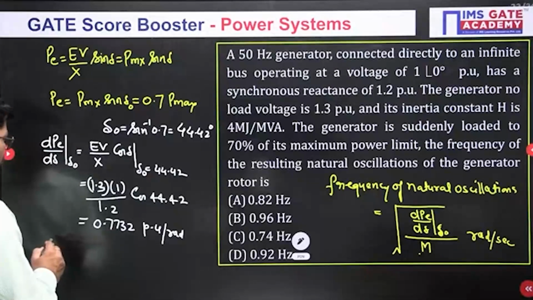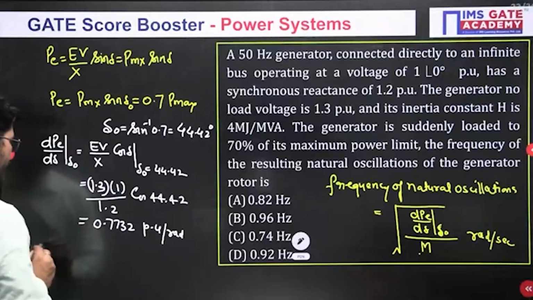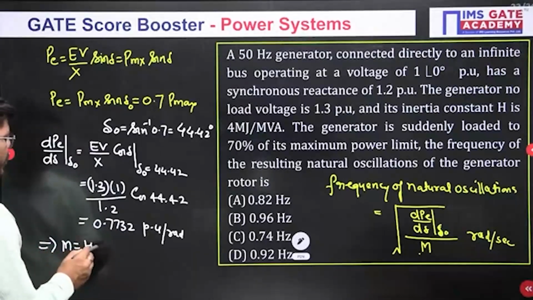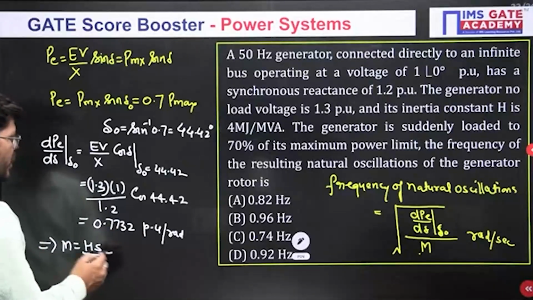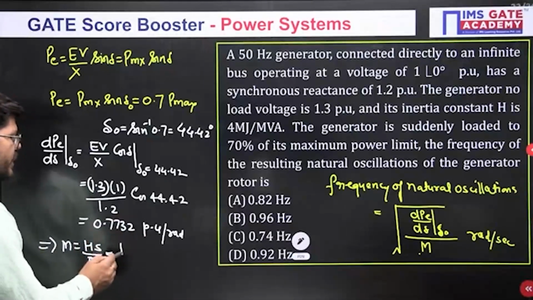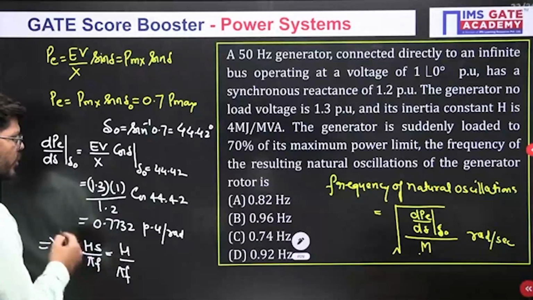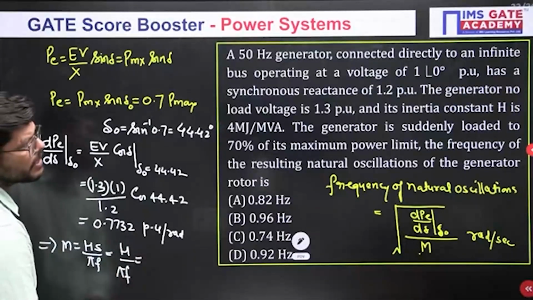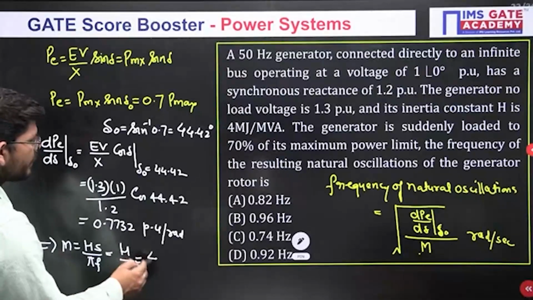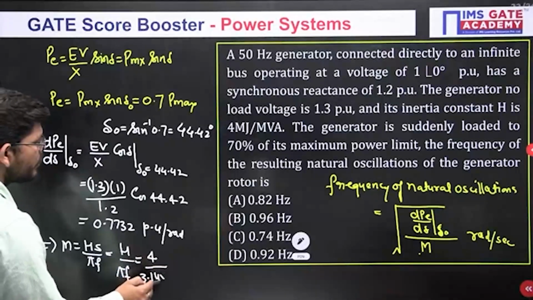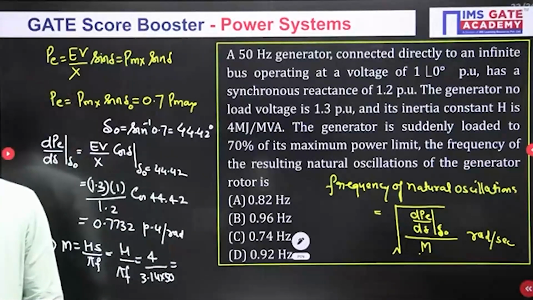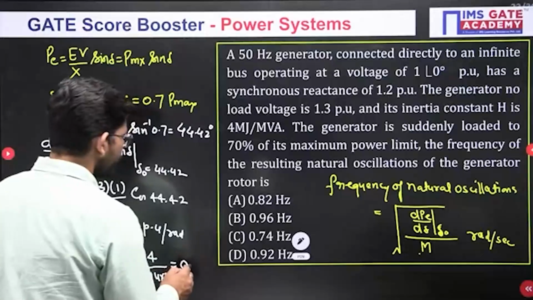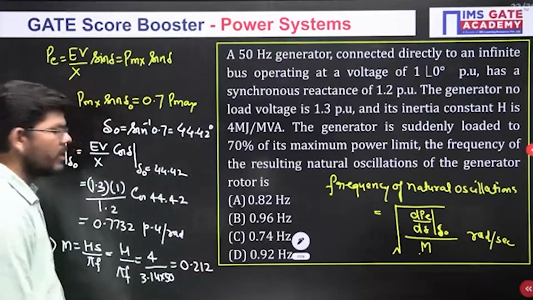Now we require the value of M. So M, as you know, is H into S upon pi into F. Why pi? Because we require it in radians. Now as we have to calculate in per unit, we can simply write H upon pi F. We can ignore S. How much is H given? H is given 4 megajoule per MVA, upon 3.14 into 50. What value of M will you get? When you solve it, you will get the value of M to be 0.0212, and this will be in per unit.